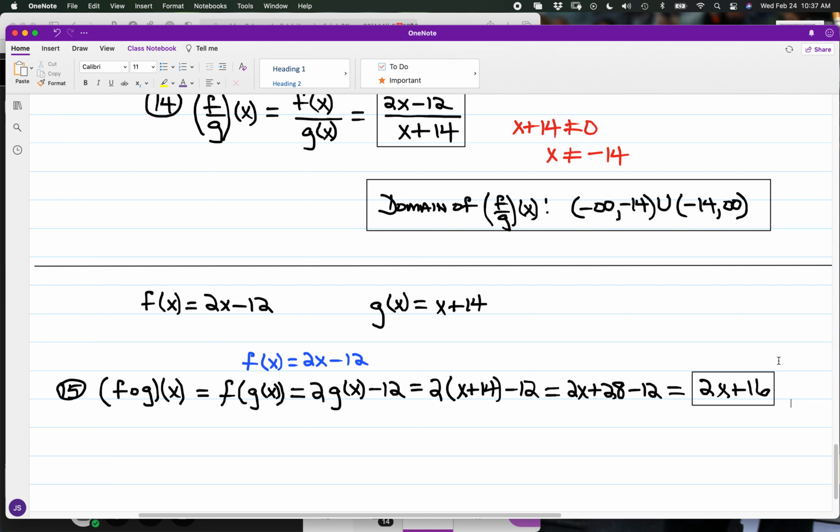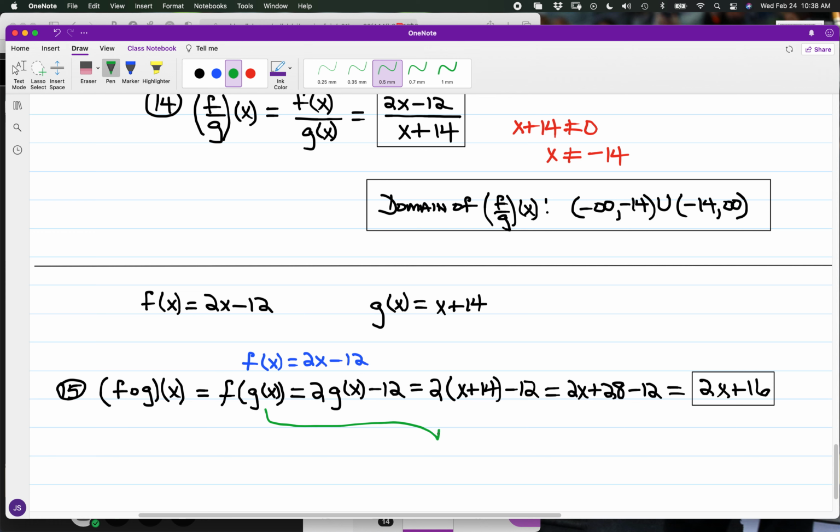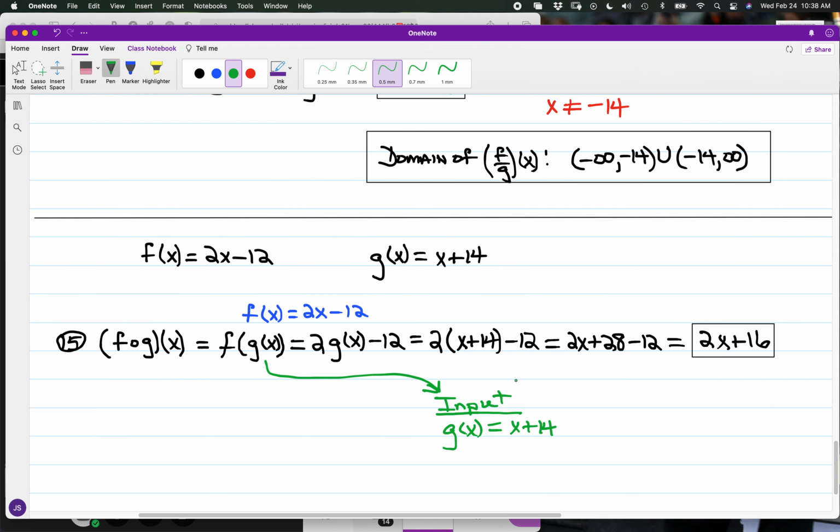Now where the domain is concerned, again, two things to focus upon. Okay, so we have with the input function, again, we have g of x. Okay, g of x is equal to x plus 14. And x plus 14, there's no fraction, no even root radical, so this one has no restriction.